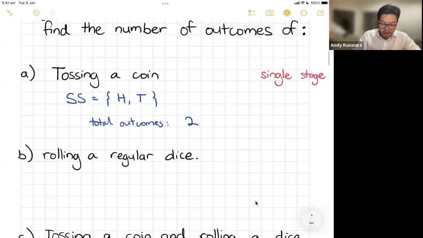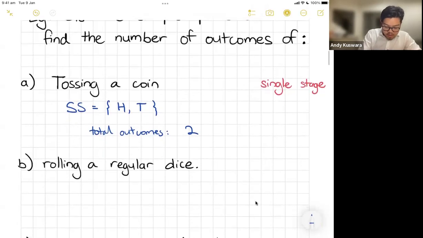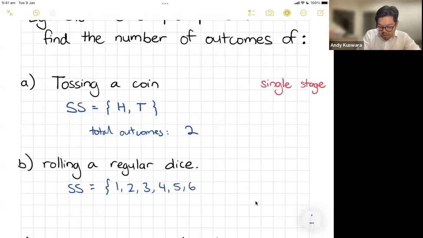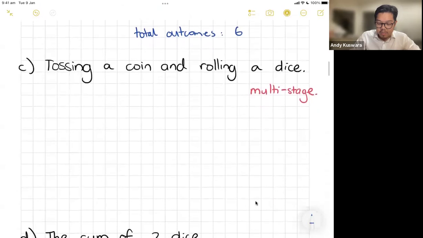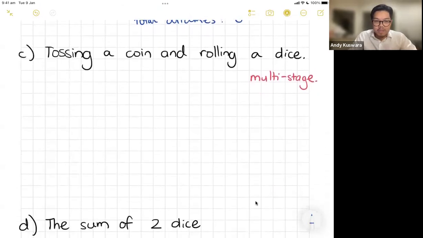Now if I roll a regular dice, sample space for this one, again, curly brackets. My options are 1, 2, 3, 4, 5, or 6. And how many total outcomes are there? Well, there's a total of 6. Does that make sense? Now, even if we start to get into the multi-stage, so what this means is there's more than one thing going on.